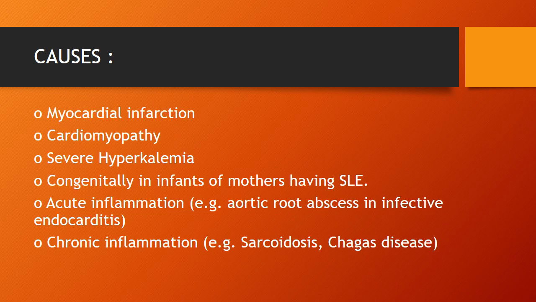The causes of complete heart block may include myocardial infarction, cardiomyopathy, severe hyperkalemia. Congenitally, it is present in infants of mothers with SLE. Acute inflammation, for example aortic root abscess and infective endocarditis, can also lead to third degree AV block. Chronic inflammation like sarcoidosis and Chagas disease are also causes.